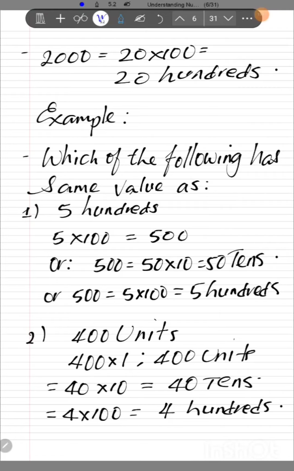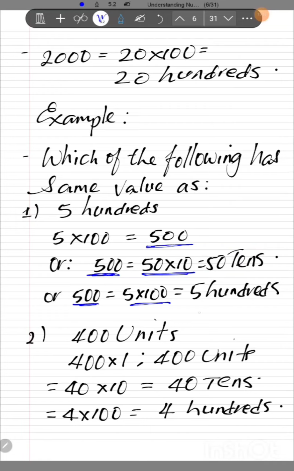Another example here. Which of the following has the same value as 5 hundreds? 5 hundreds, you put just 5 and 100. 5 multiplied by 100, which you can write as 500. What is exactly 500? It is 50 times 10, 50 tens. 50 tens is the same as 5 hundreds. It is the same thing.